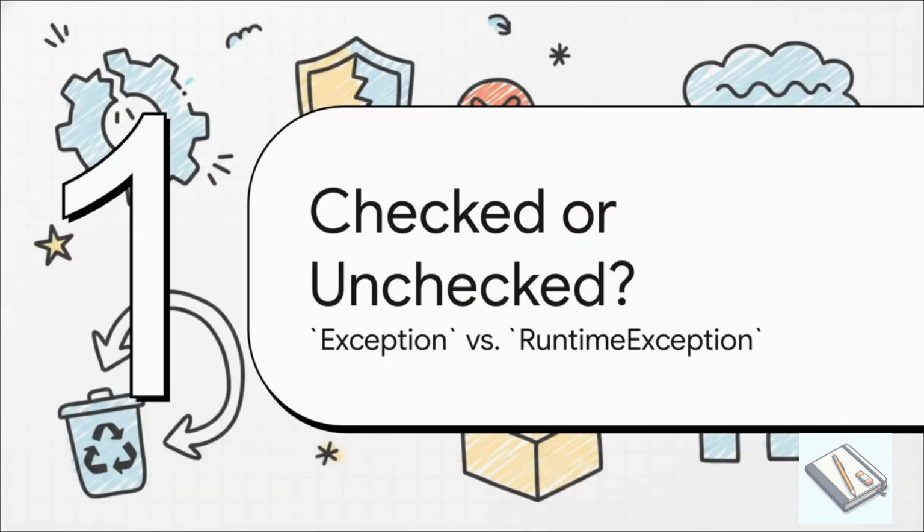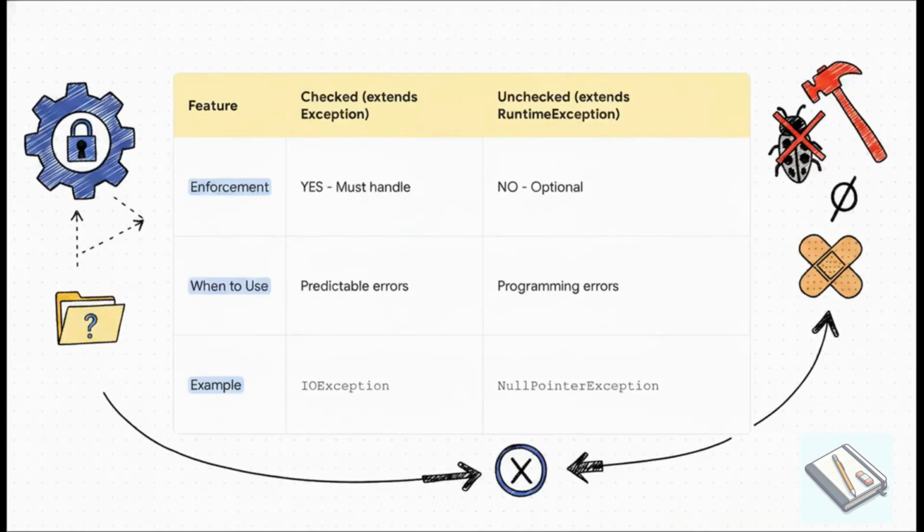Now, let's talk about a really critical design decision you have to make. So far, we extended exception, which created a checked exception. But you have another choice. You can extend runtime exception, which creates an unchecked exception. And this choice, it has some pretty big implications. Okay, let's break this down.